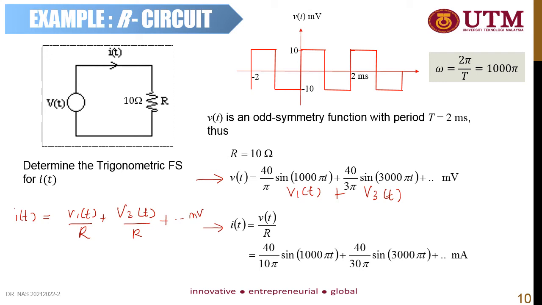In this case, it is millivolt. So what is v1(t)? v1(t) is this one divided by R. So 40 over pi divided by 10, where R equals 10. And this is 40 over 3 pi divided by 10. So this is your trigonometric Fourier series for the current flowing in the given circuit.